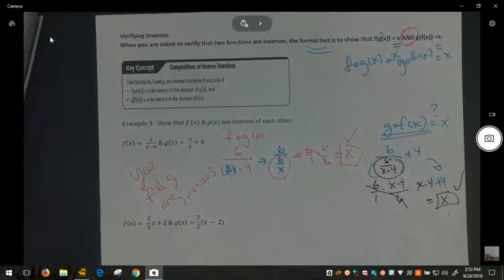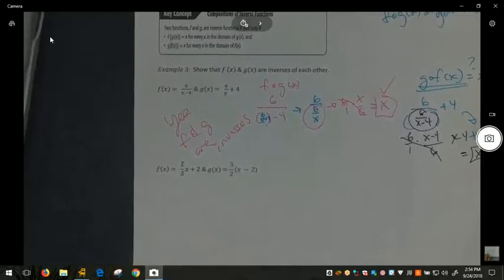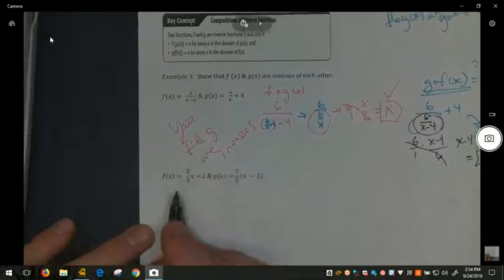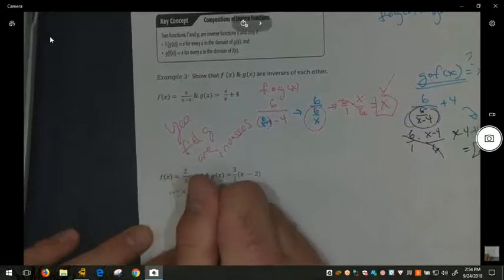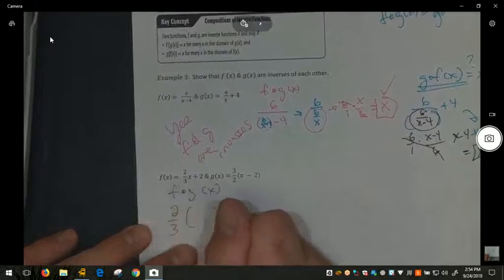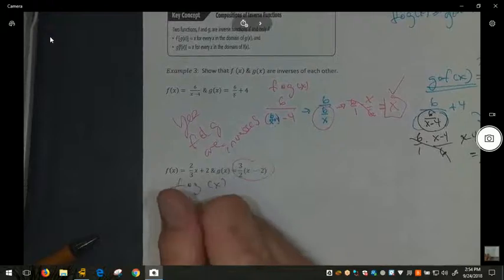We're going to look at two more examples. In the next one, we have two linear equations. They might possibly be inverses of each other. They might not. Let's take a careful look. So we're going to first test f of g of x. So we have f of x we write down and put in parentheses where x is, and we're going to plug in g of x.